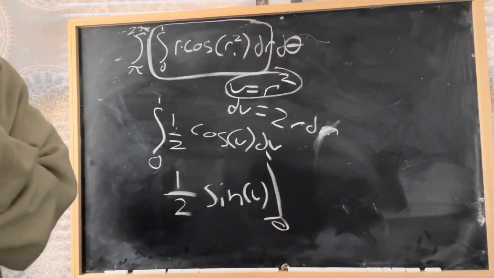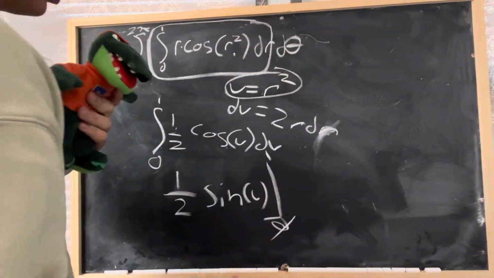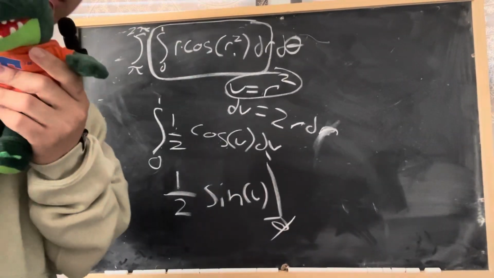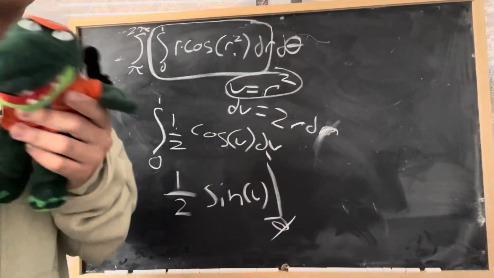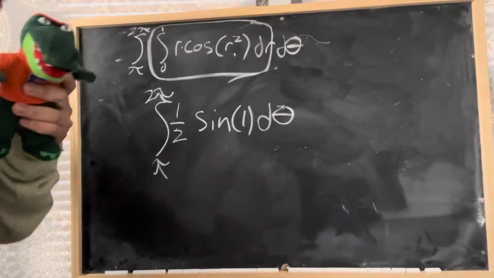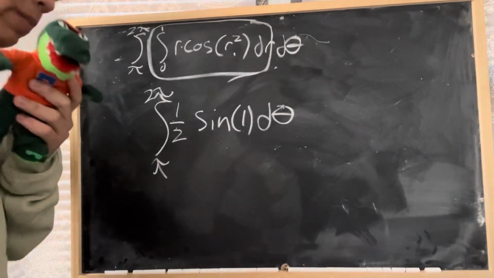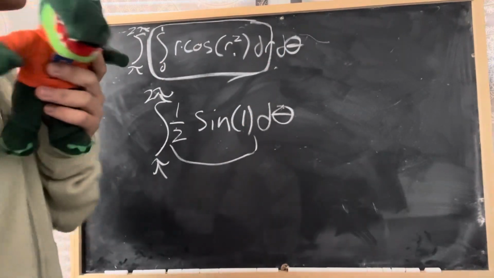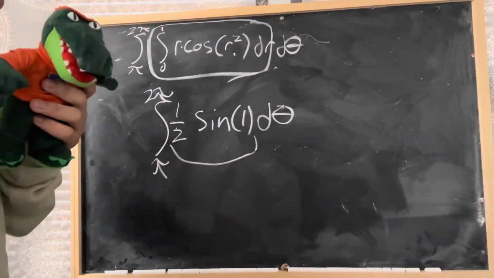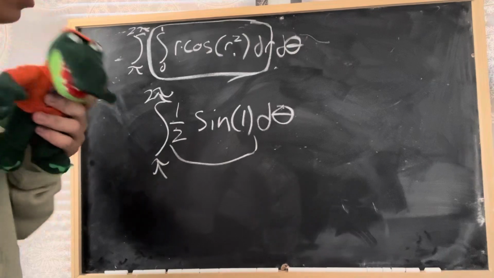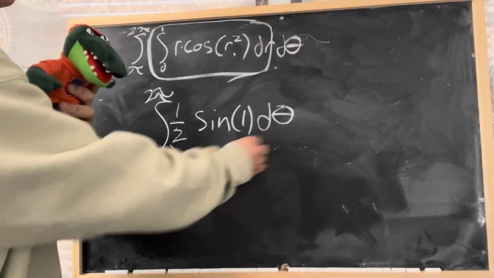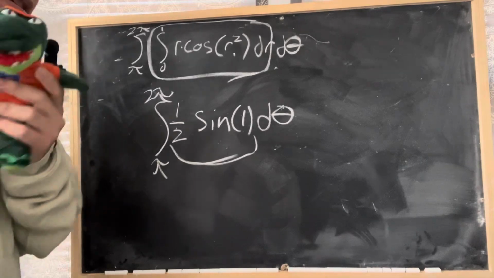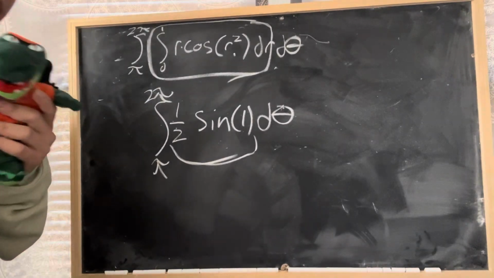And so sine of 0 is 0. We automatically know that, so we could just ignore that. And then we'll just have 1/2 sine of 1, which is kind of a weird number, but oh well. Okay, and now it's just really, really easy, because we're doing the outside integral with respect to theta, and this whole thing right here is a constant, so we can just treat it like a constant. You could take it out if you wanted to, but that's too repetitive.